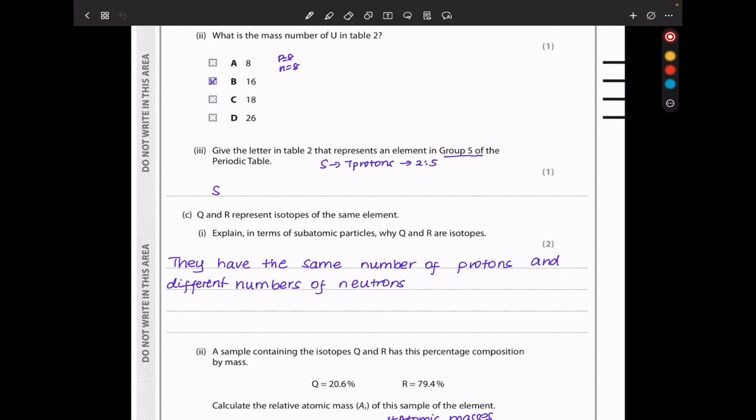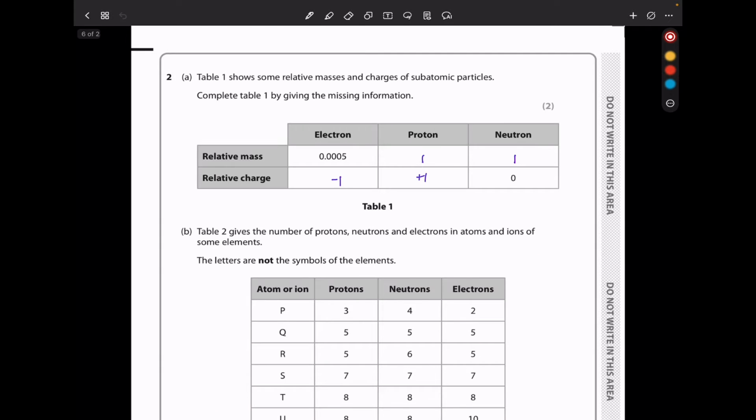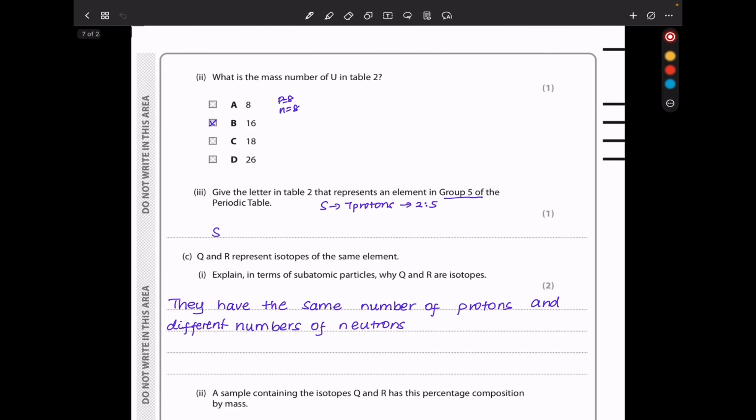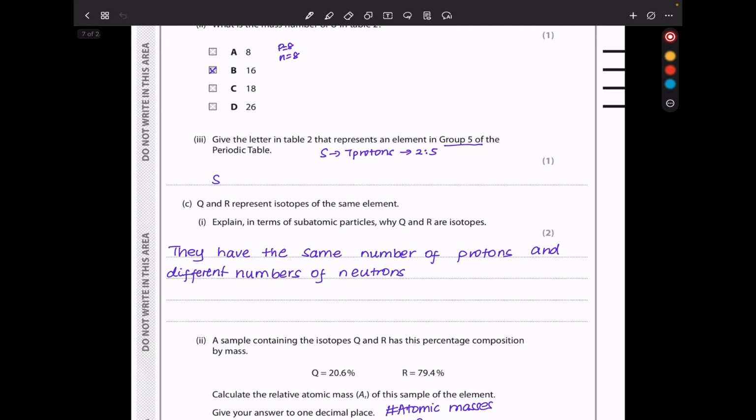And next they say give the letter in table 2 that represents an element in group 5 of the periodic table. We can look at element S. Because it has 7 protons and 7 electrons and is in elemental state, so nothing has been lost. So it will have 2 electrons inside and 5 electrons in the outer shell, so it's going to be S. That is the group 5 element.